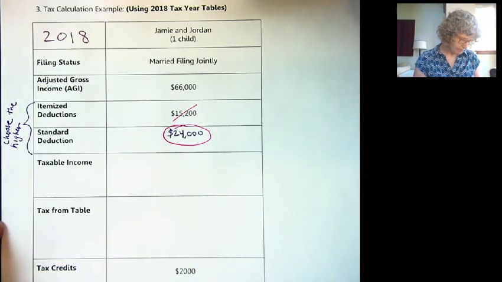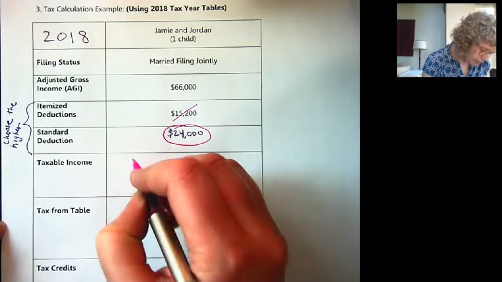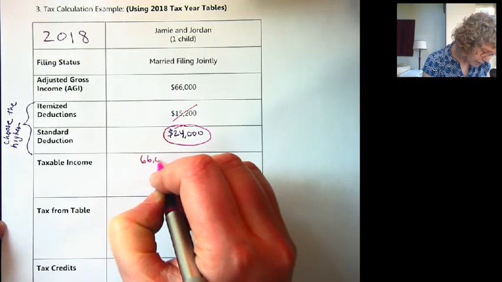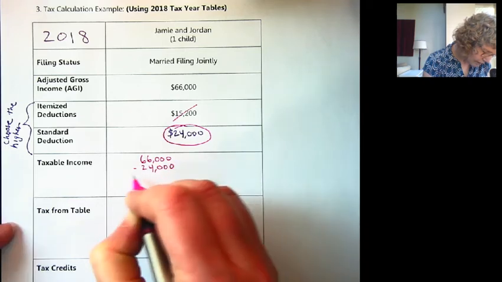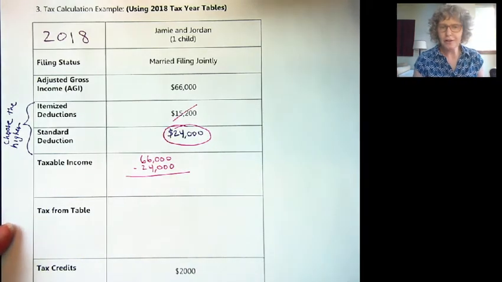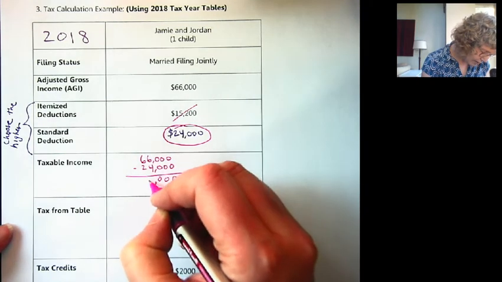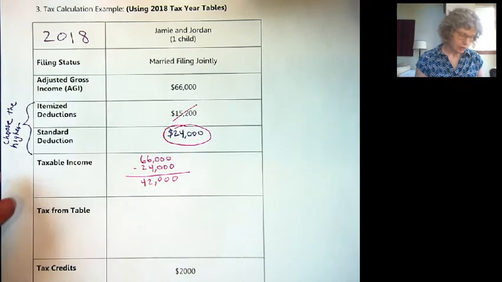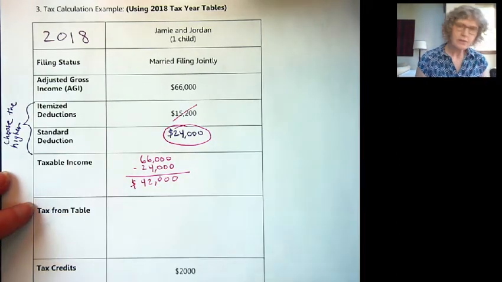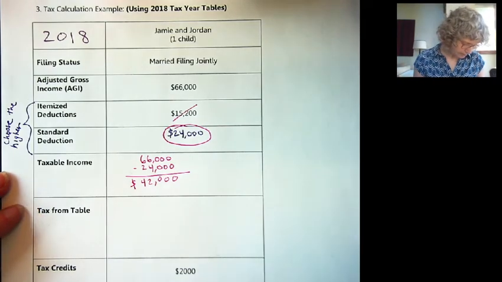Choose the higher one. Now to get their taxable income, we need to subtract that from the 66,000. So I'm going to show my steps. Of course, you can use a calculator for this, but our numbers are pretty nice here, so I can do it by hand. That's going to be 2, and that's going to be 4. So $42,000 is their taxable income. So that's actually what they're going to pay taxes on.